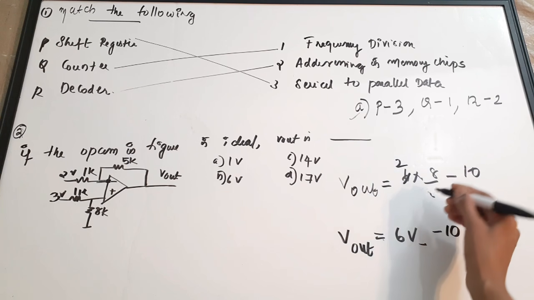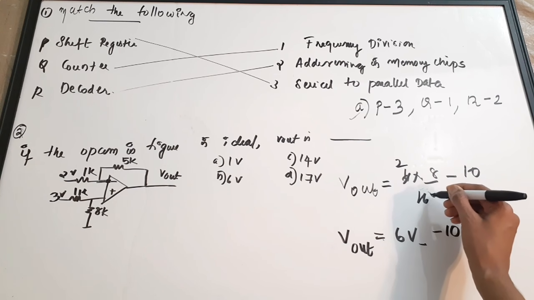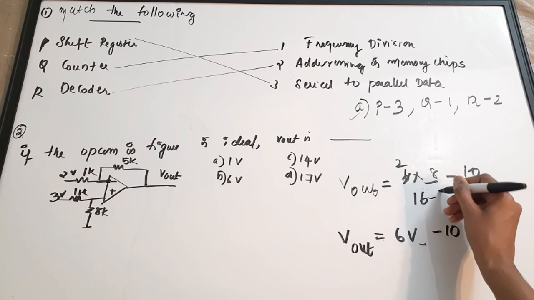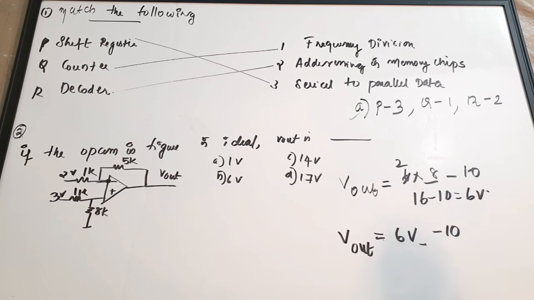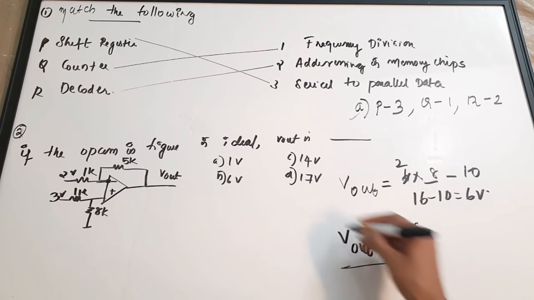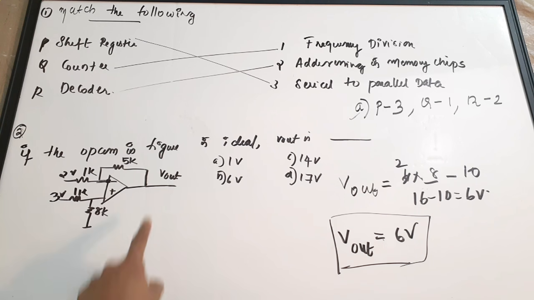We can cut it as 2. 8 is 16 minus 10, which is 6 volt. So V out you have obtained as 6 volt is the output voltage of this operational amplifier.